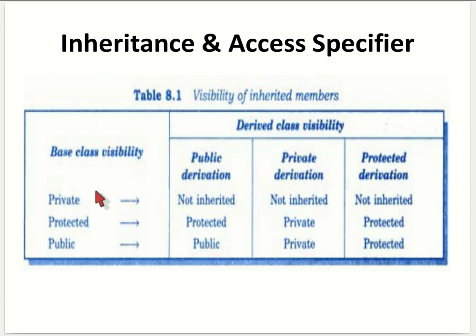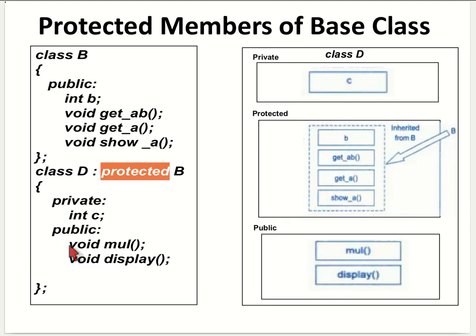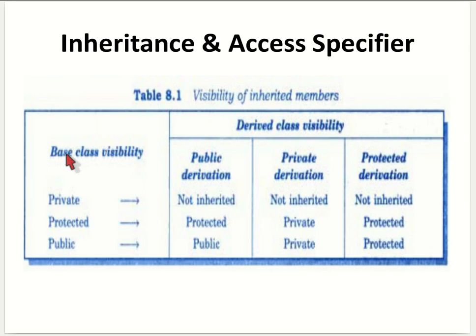So here is a matrix representation. The base class visibility can be private, protected, or public. Here we have only the public one, but we can have public, private as well as protected in the base class. Even if it is a public derivation, private derivation, or protected derivation, the private section will not be inherited.